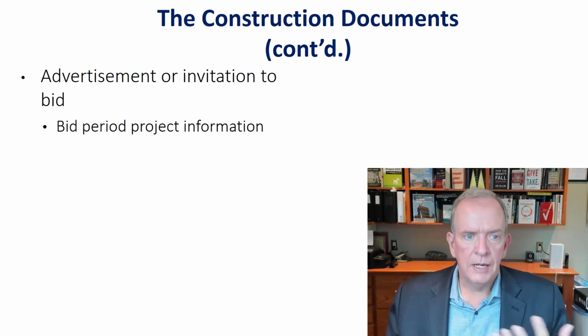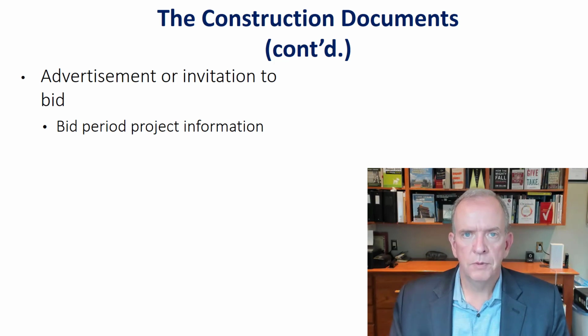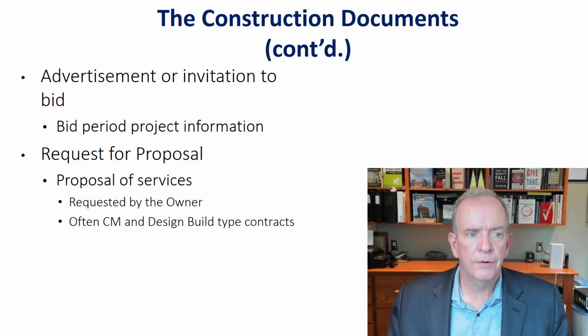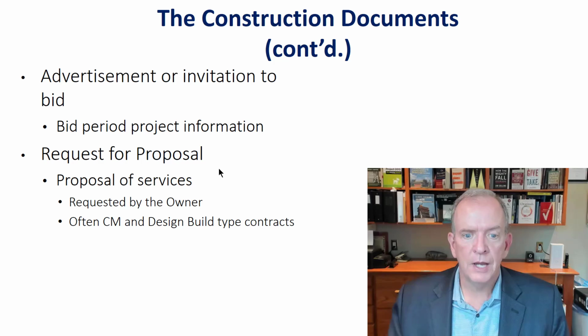So at the beginning, there's obviously an advertisement or invitation to bid. Depending on the contract type, we want to collect bids on this project. So this is usually the way it starts out. And what is the bid information that's required? It may be a request for a proposal of services. If it's a construction management or design build type contract, we will request a proposal from specific entities, or we may advertise for that and see what they come up with based on what we want to do.